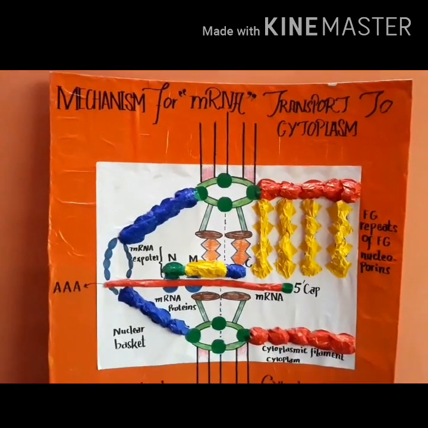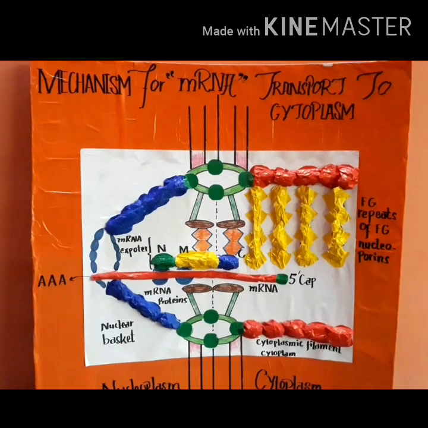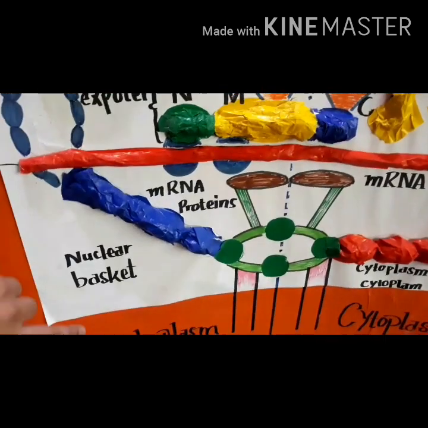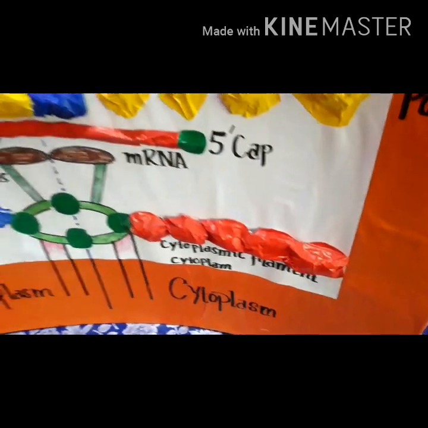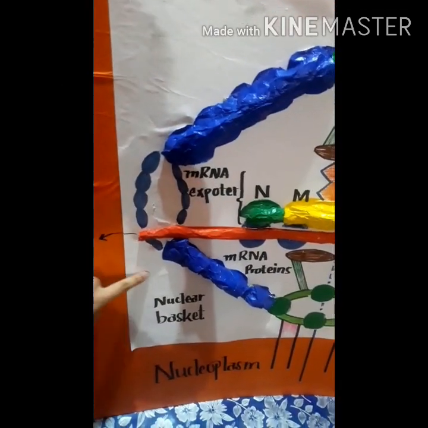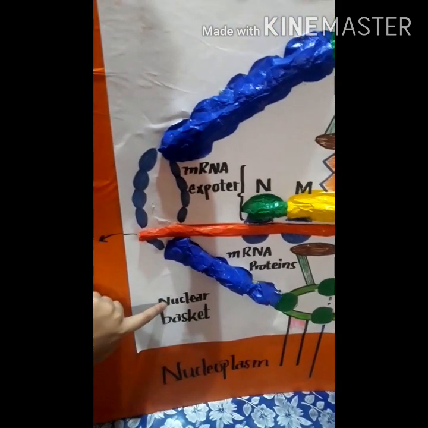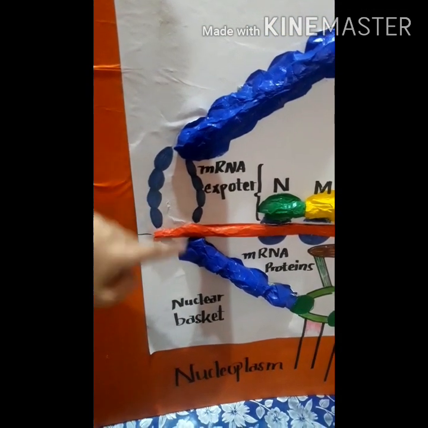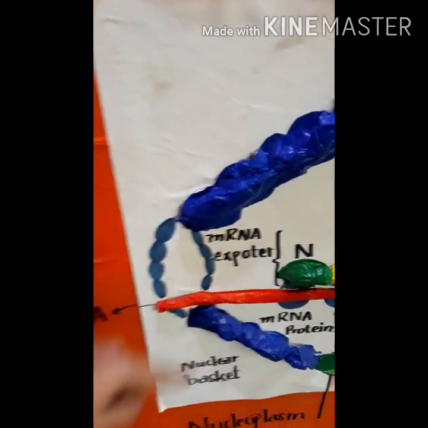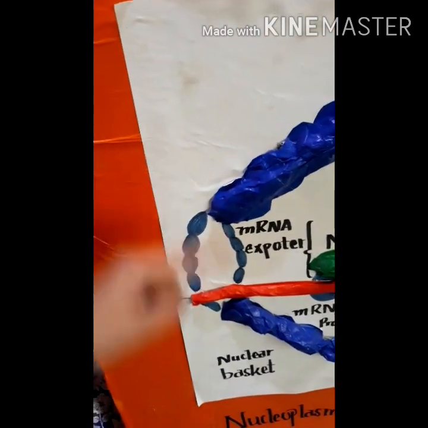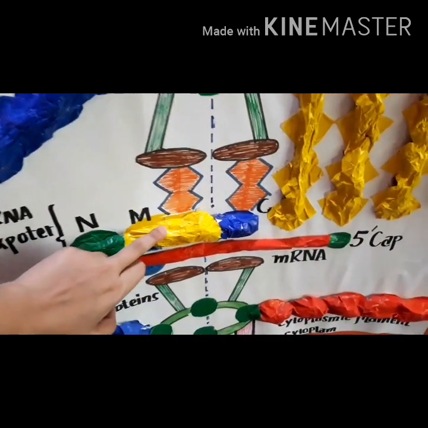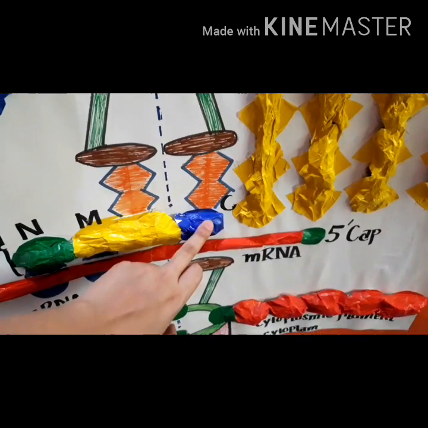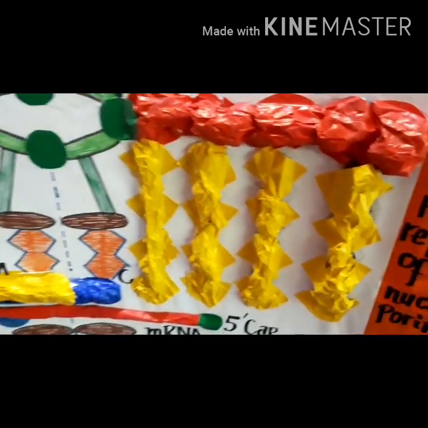Overall, this model is explaining the transport of messenger RNA from the nucleus to the cytoplasm. This portion is the nucleoplasm of the nucleus, and this portion is the cytoplasm. And this portion is the nuclear basket having 8 protein filaments. Its interior portion has a ring, and from this ring messenger RNA moves out of the nucleus. Here is another structure, the messenger RNA exporter, having 3 domains: N-terminal region, middle domain, and carboxyl domain. So here are the FG nucleoporins, which are the proteins for transport.